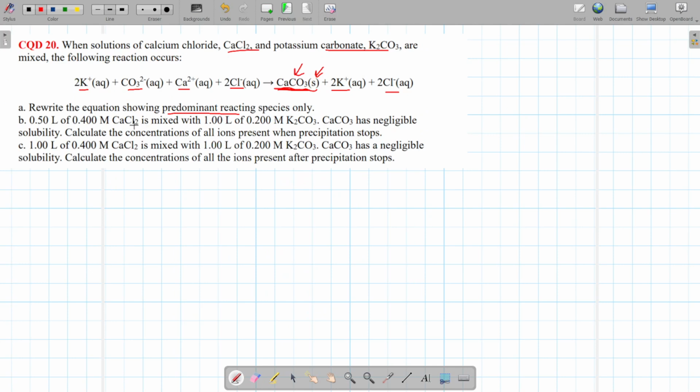0.5 liters of 0.4 molar concentration CaCl2 is mixed with 1 liter of 0.2 molar K2CO3. CaCO3 has negligible solubility. Calculate the concentration of all ions present when precipitation stops. I told you, when you have negligible solubility or precipitation, that means they're asking for LR, ER. It's a limiting excess. Some people in the written we had last time didn't know it was a limiting excess question. But whenever you see precipitation or negligible solubility, that means it's a limiting excess.